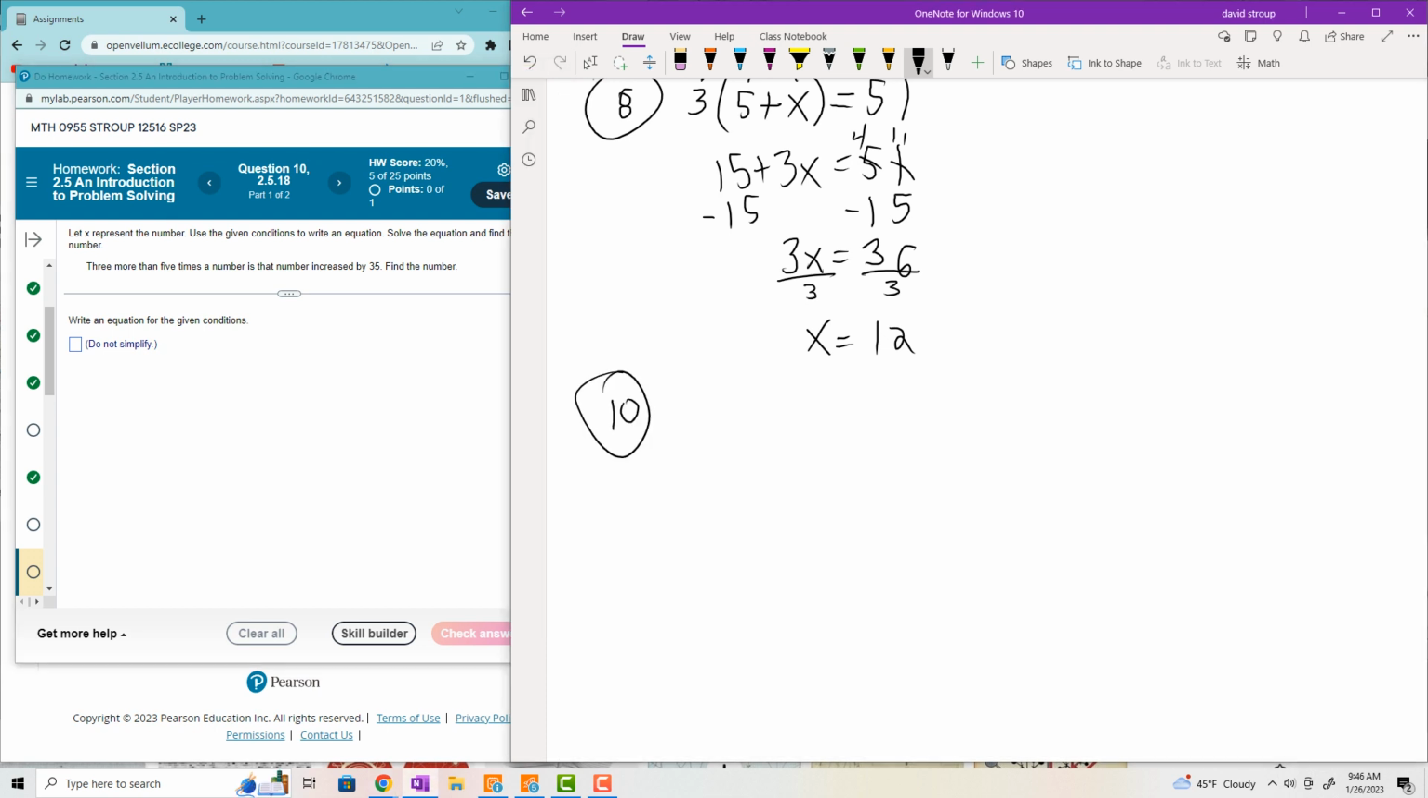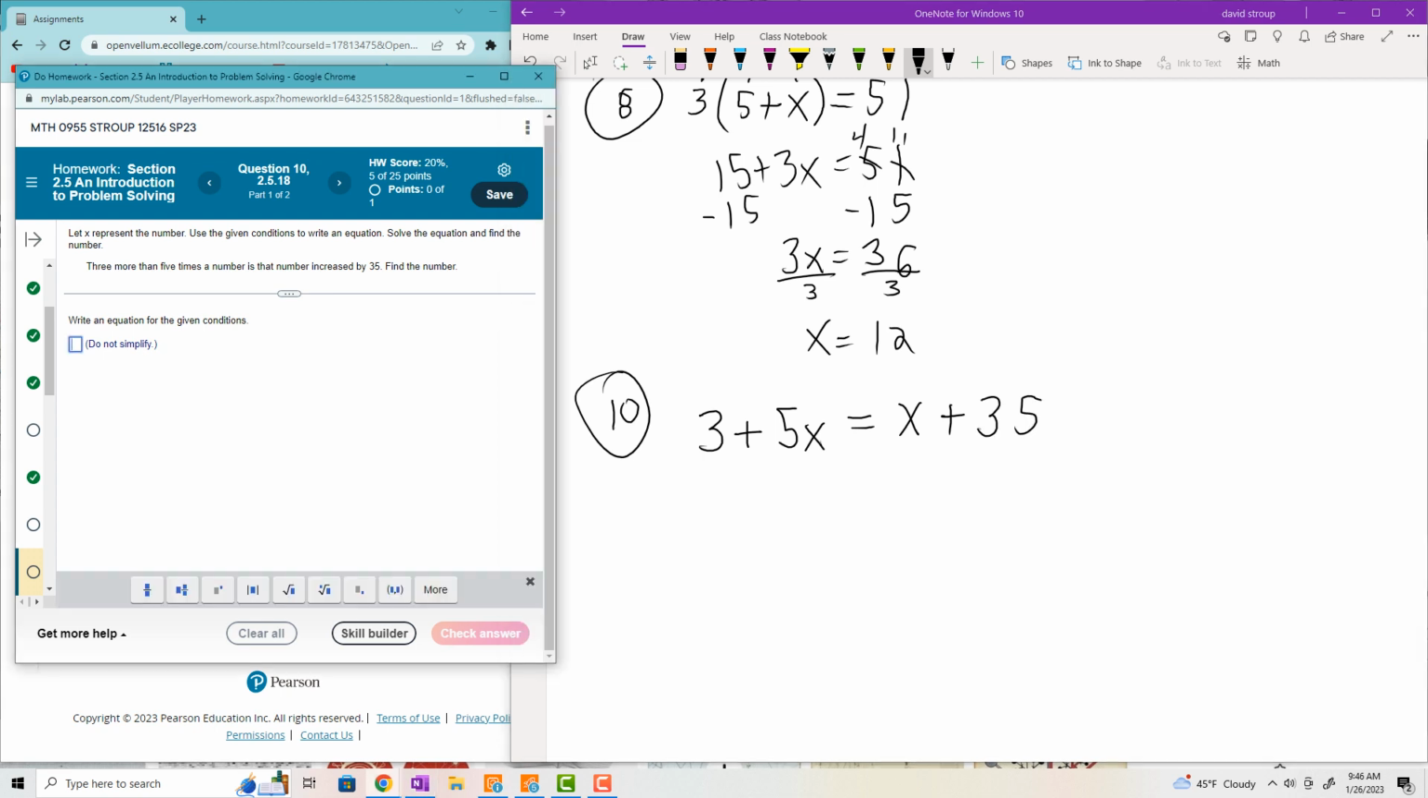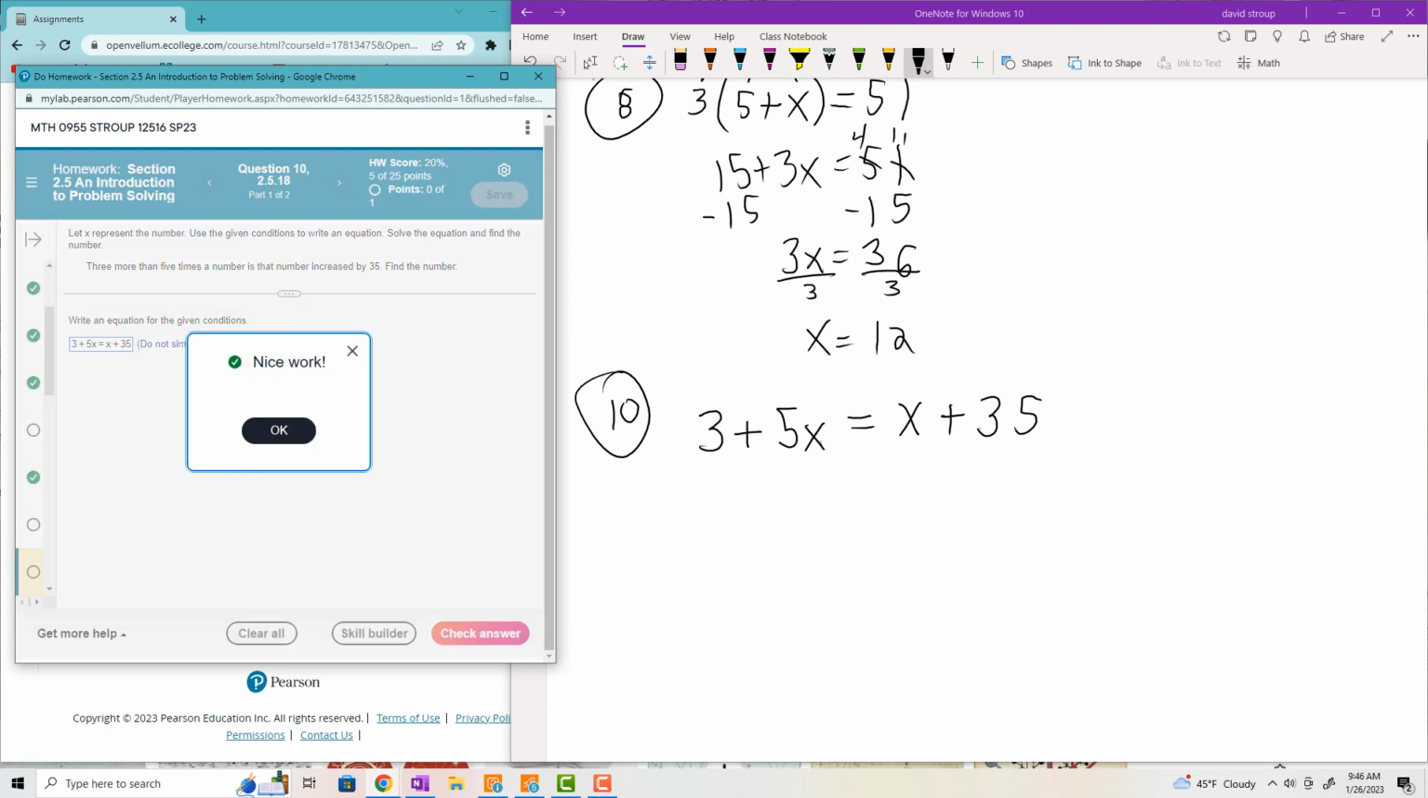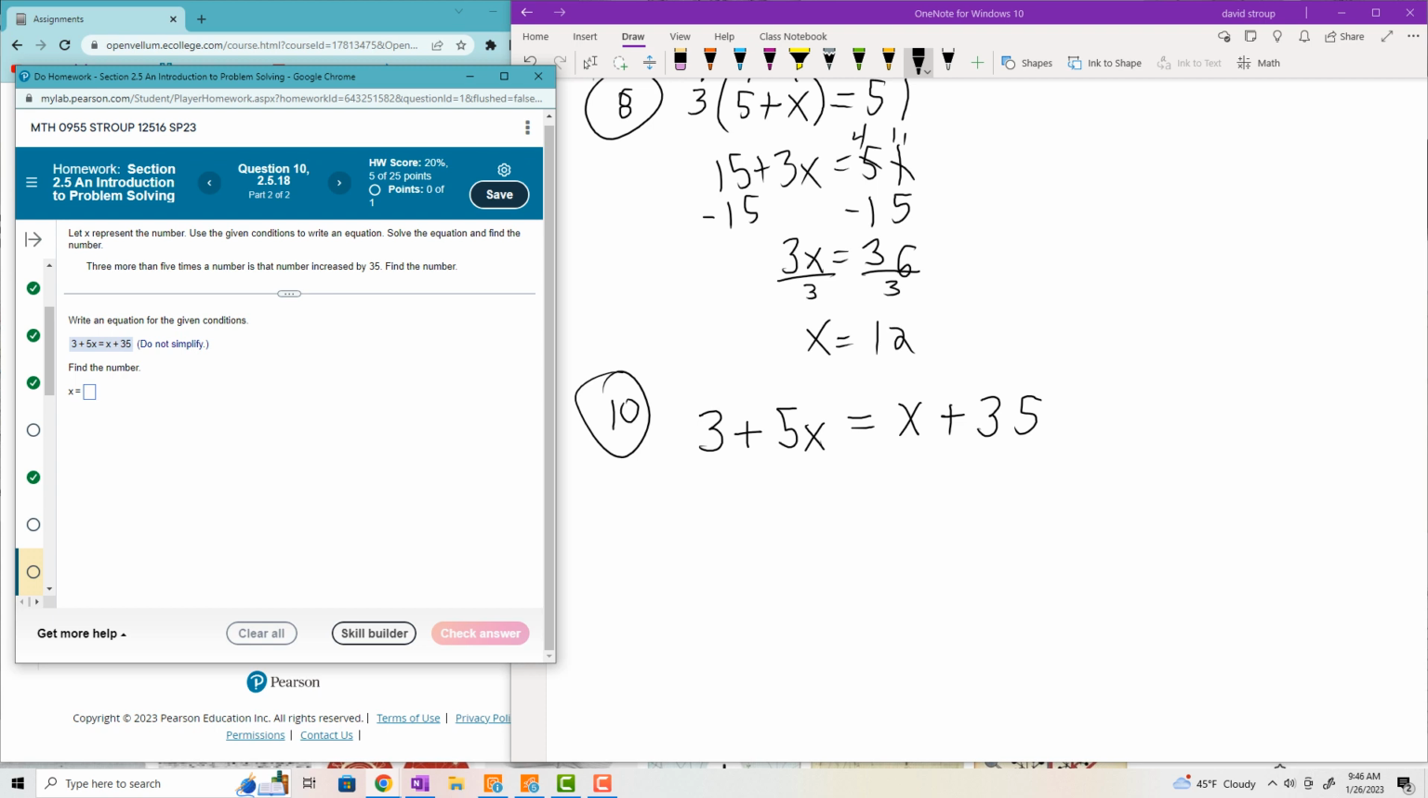3 more than 5 times a number is that number increased by 35. So again, whenever you see the word number, a number, the number, that's when you're putting in your variable. Let's translate it in order. So 3 more than means to add. 5 times a number is that number increased by 35. Okay, so again, just in order, literally whatever it says, that's what I'm writing down. And then they're going to want you to solve it. So you get some more practice solving equations.